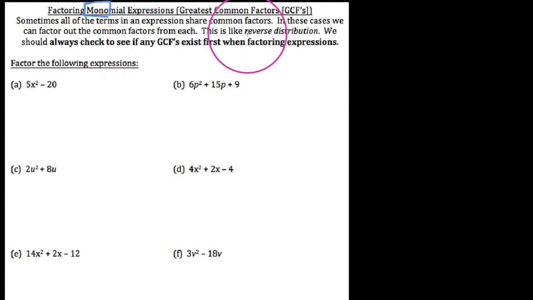You'll notice that I make a little note here. I say this is like reverse distribution. In other words, when we do a factoring method, we're doing the opposite of distribution, which is multiplication. We're doing something that is instead division. So I want to jump right into these and talk about what we're discussing here. Basically, if we had 5x squared minus 20, let's take a look at this.